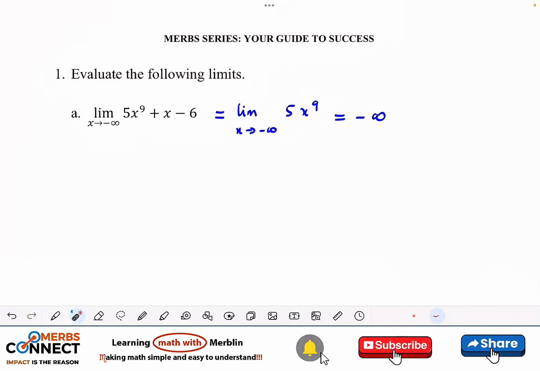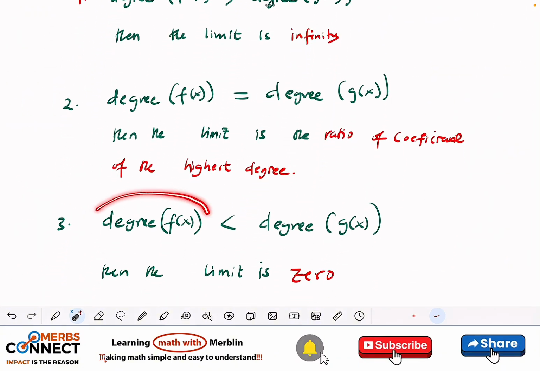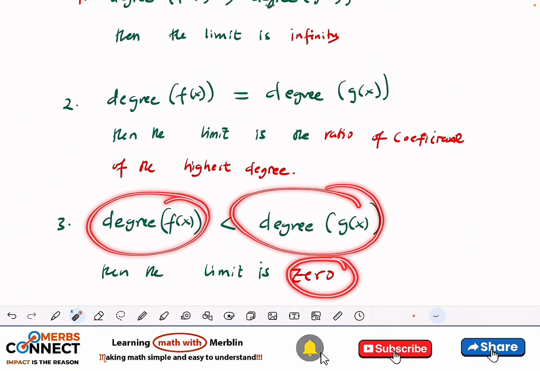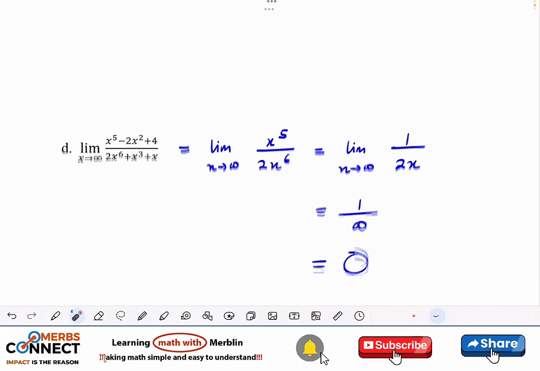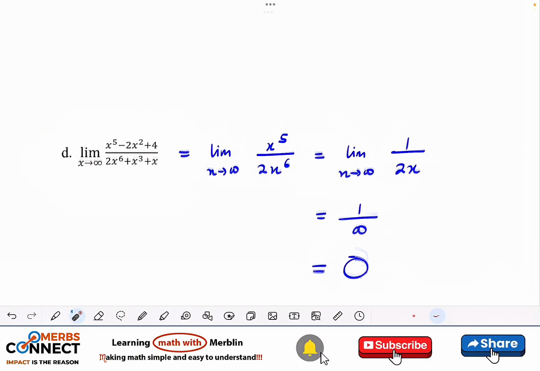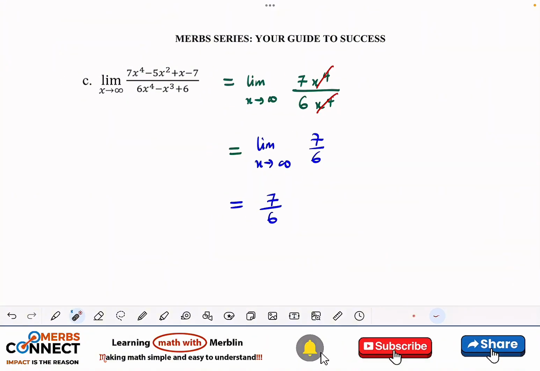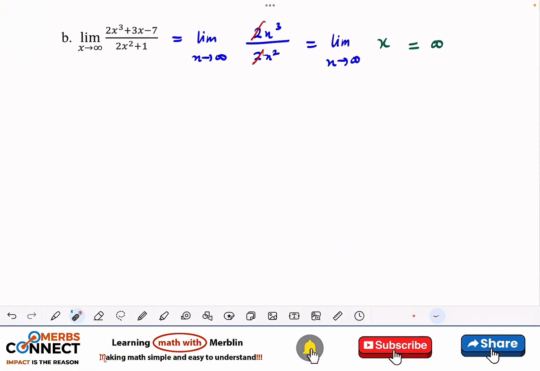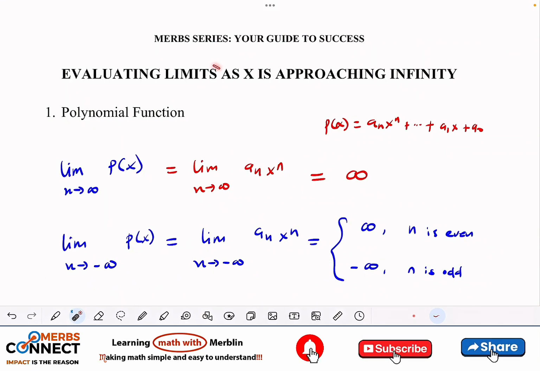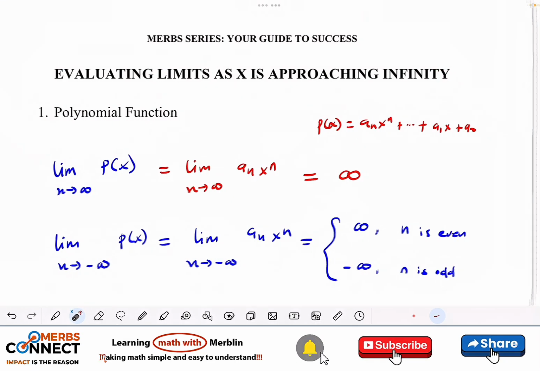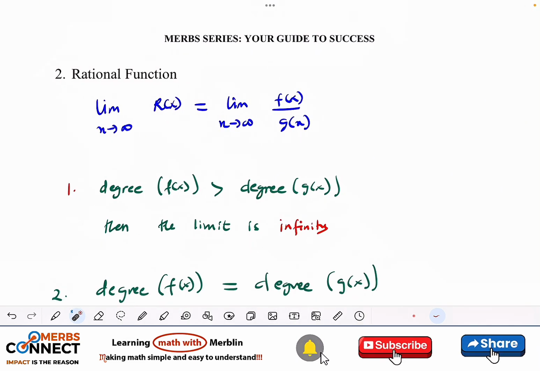So as we said, when the degree of the numerator is less than the degree of the denominator, we get the limit to be 0, as we've seen from here. So the degree of the numerator is less than the degree of the denominator. So this is going to give us 0. So these are some of the analyses that you can do to determine, okay, this is 0, this is that, and this is that. I think this is everything that you need to know so far as x approaches infinity, for polynomial functions and rational functions as well.